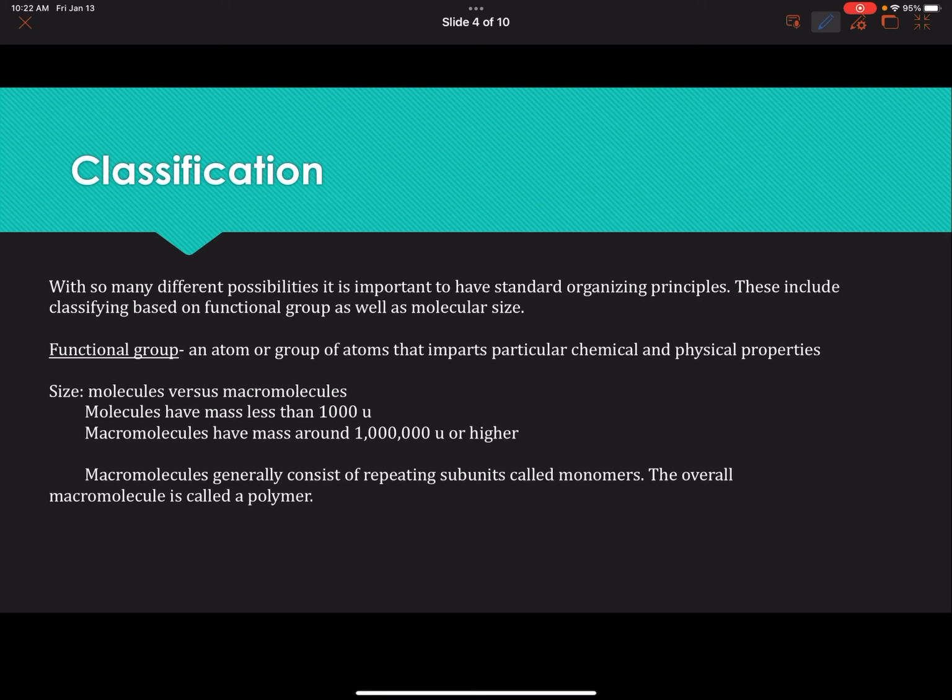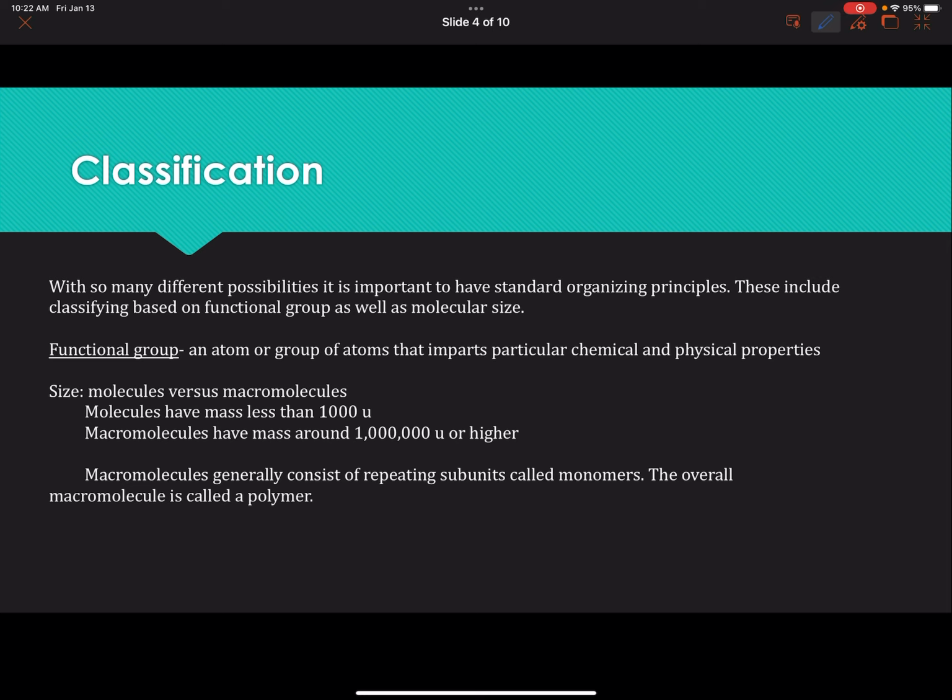Now, a given molecule could have multiple functional groups, but each functional group results in particular properties, particular types of chemical reactions for that organic compound. Now, when it comes to size, we can classify organic compounds as being molecules or macromolecules. Molecules are going to be those substances that typically have a mass less than 1,000 u. Remember, that's our atomic mass unit. So less than 1,000 atomic mass units.